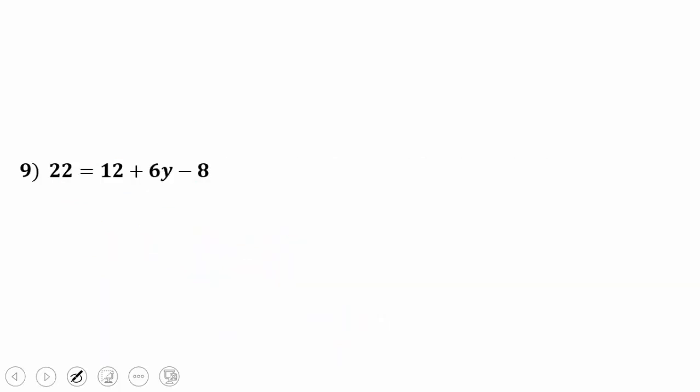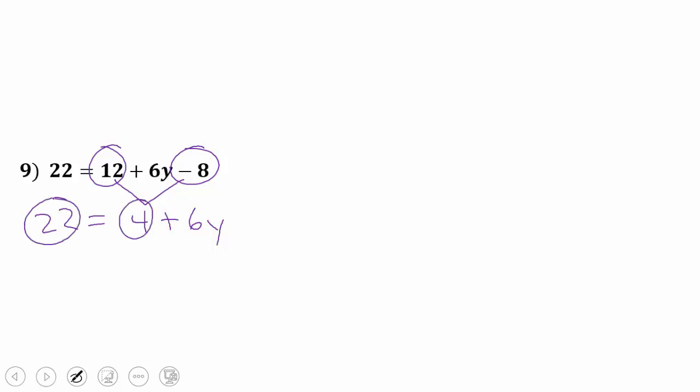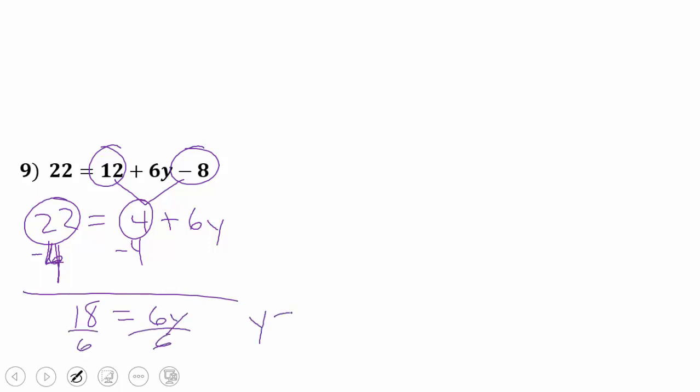One more before we do our second quick write. 22 is equal to 12 plus 6y minus 8. Our two like terms are on the same side. So now 12 and negative 8 is 4 equals 22. And now we have a like term of 4 and 22 that are on opposite sides of the equal sign. So I'm going to subtract them. That's a 4. That is a 4. And so I would have 18 now equals 6y, dividing by 6, y would equal 3.